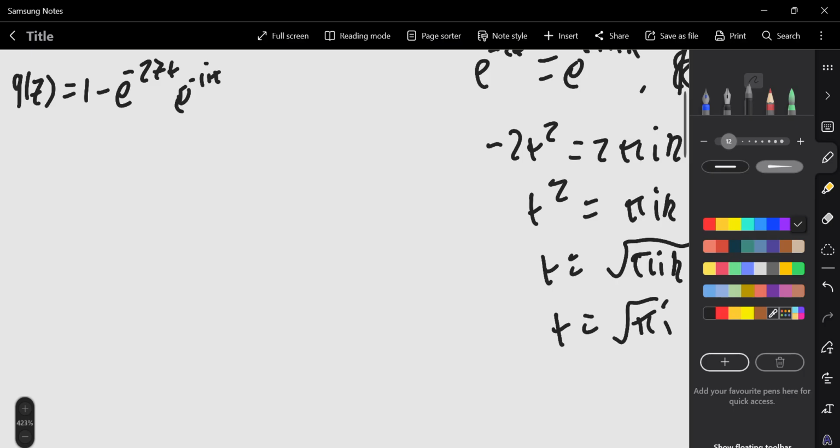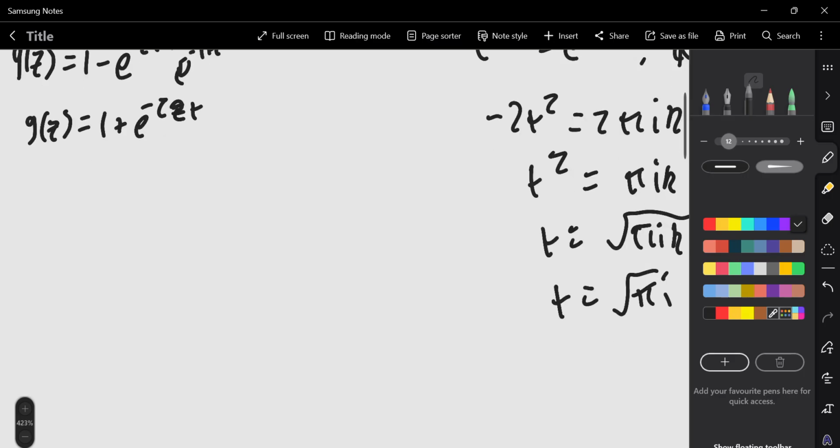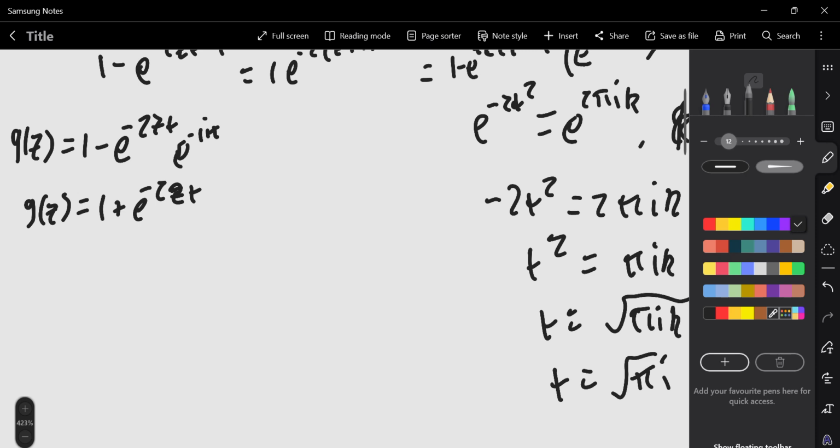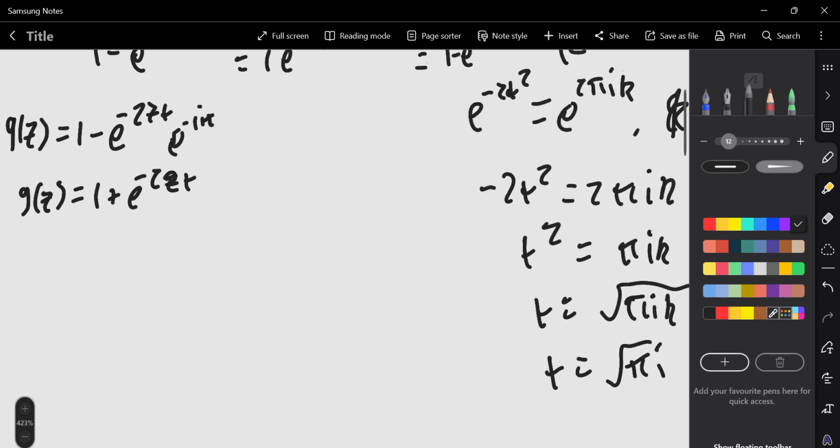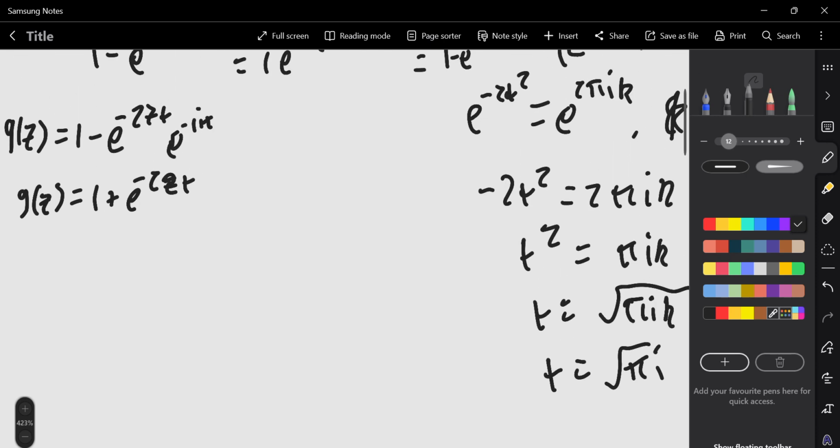That is the same as minus 1. So that's just going to make this minus a plus. So g of z is going to be 1 plus e to the minus 2 z t. We've solved for t. Do we plug? Well, let's do our poles. It's just going to be when the denominator is 0.